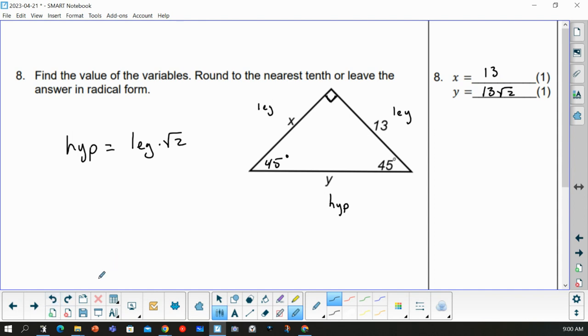Hopefully that helps you with question number 8 and how to work a 45, 45, 90 triangle.